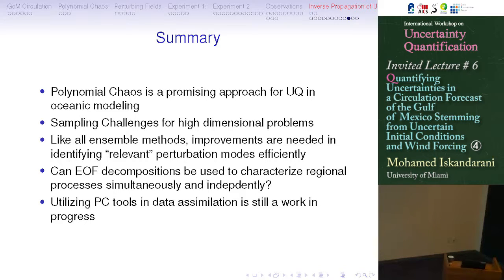And concerning your EOF modes, so you compute them separately for the wind and separately for the SSH. Yeah. And what about combining the two information, this kind of bivariate EOF analysis? Try to find the PCA, the EOF for the combined initial conditions, wind and SSH. Did you try that?